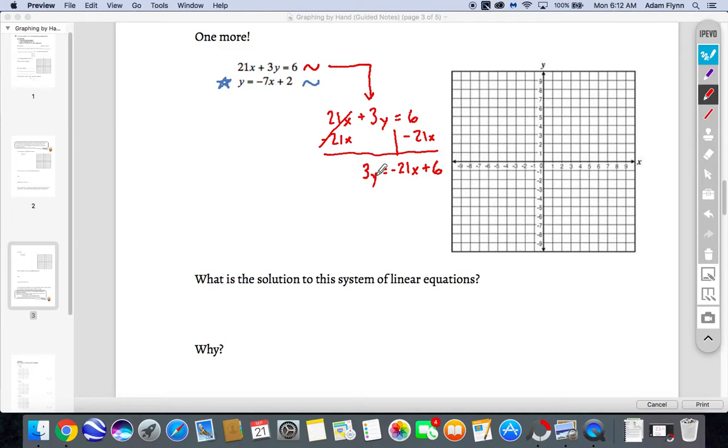Okay, so I have 3y. There's no symbol in between, which means they're being multiplied. So the opposite of multiplication is going to be division, so I will divide every term by 3. The 3's on the left side are going to cancel, so therefore my y is isolated. Negative 21x divided by 3 is going to be negative 7x. And positive 6 divided by 3 is going to be a positive 2. So this is now in slope-intercept form.